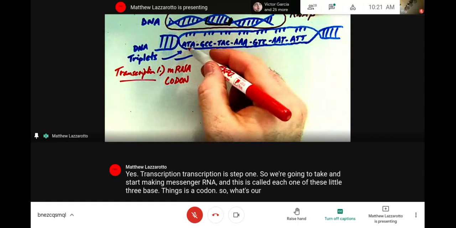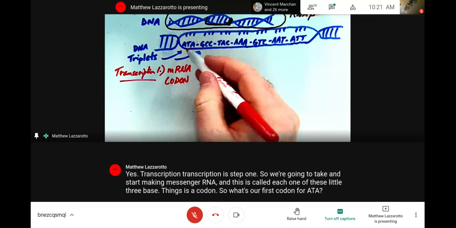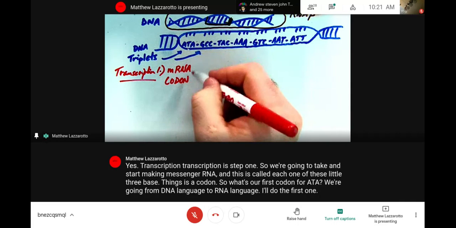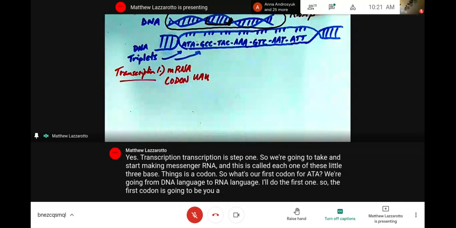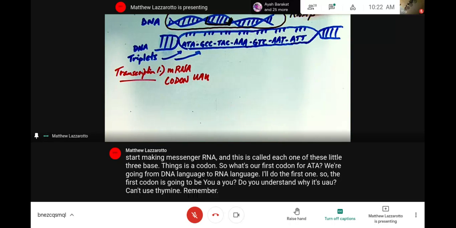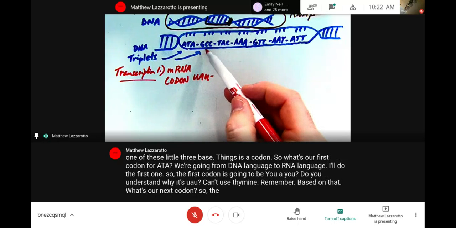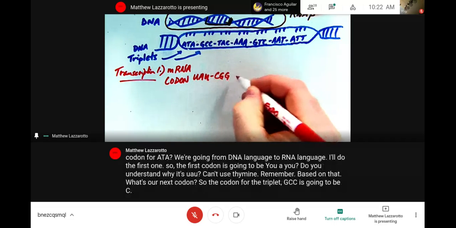So what's our first codon for ATA? We're going from DNA language to RNA language. I'll do the first one. The first codon is going to be UAU. Do you understand why it's UAU? Can't use thymine, remember? Based on that, what's our next codon? So the codon for the triplet GCC is going to be CGG.